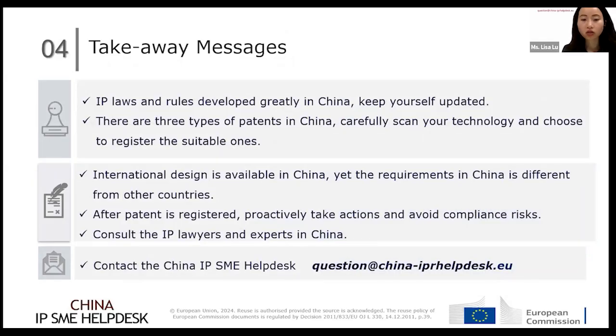After patents are registered, proactively take action and avoid compliance risk. And you should consult with IP lawyers and experts. You can always contact us if you have any questions.